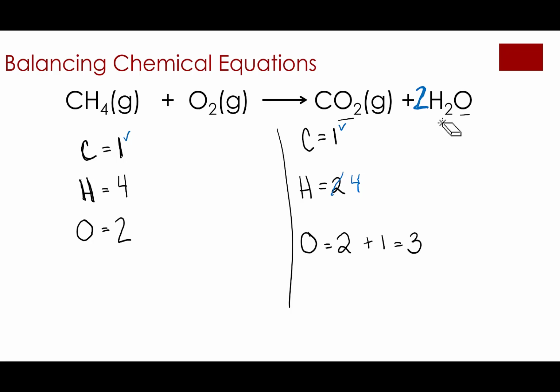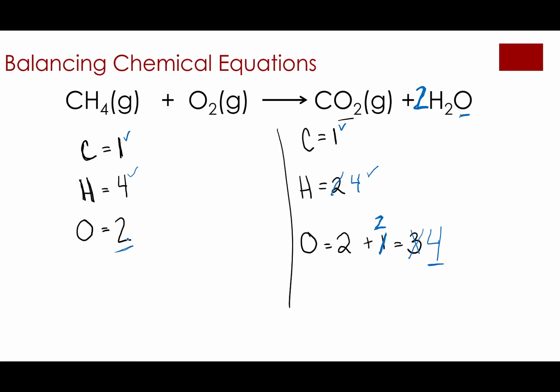But by putting that coefficient of 2 there, what does that also affect? Yeah, it also affects our oxygens, right? So we still have 2 oxygens from our carbon dioxide, but now we have 2 oxygens from that water. So instead of having 3, we now have a total of 4 oxygens that are produced. Okay. So go back. My carbons are still balanced. My hydrogens are now balanced. Now I need to take care of these oxygens. So I have 4 oxygens that are produced.